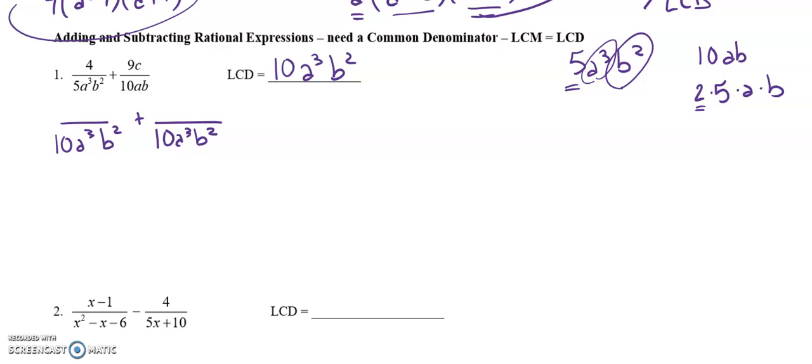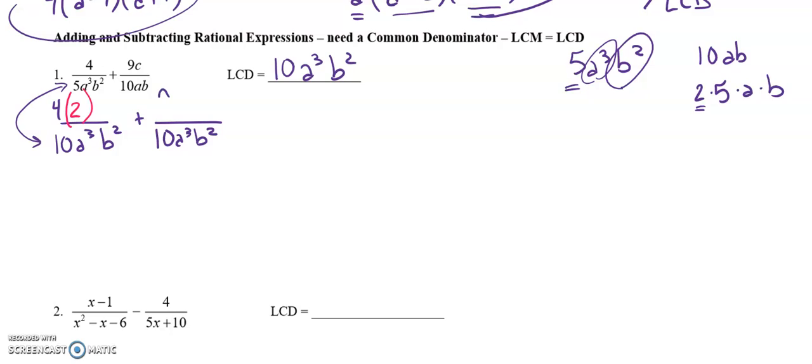Okay, so if I look and compare these two denominators, what's missing? Well, hold on. I'm going to put the 4 up there that I already had, and then I'm going to say, well, what's missing? I'm missing 5 times what gets me 10, a 2. I have the full a cubed. I have the full b squared, so I'm only missing the 2.